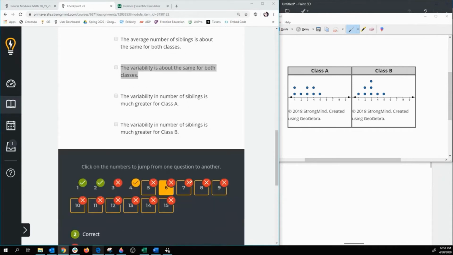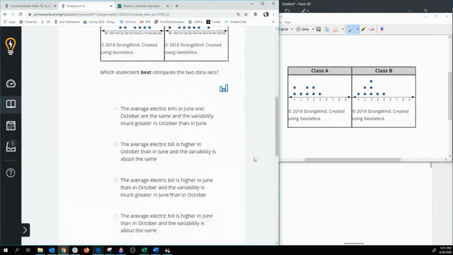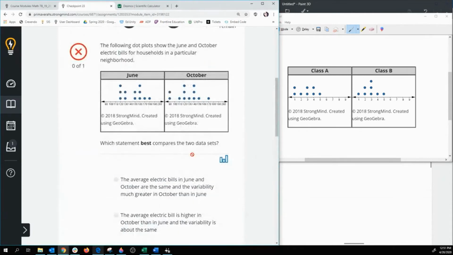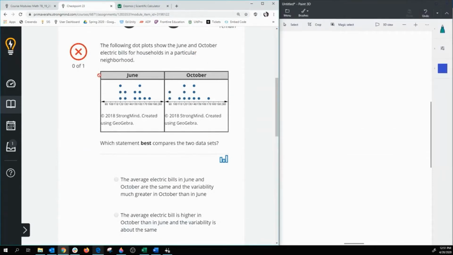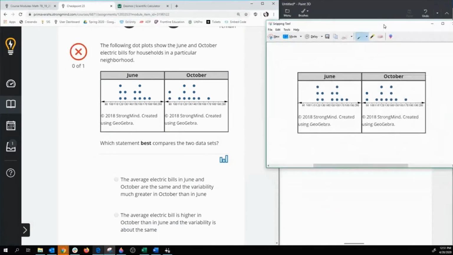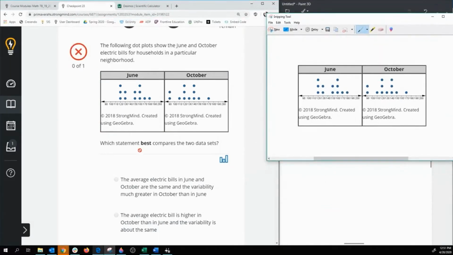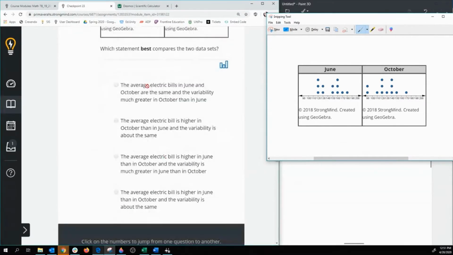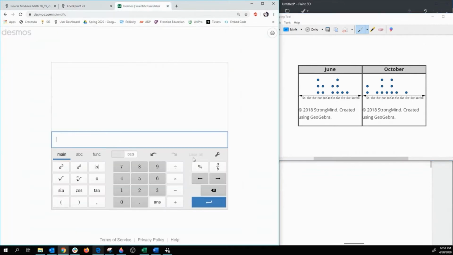All right, number 7. Number 7 says that the following dot plot shows the June and October electric bills for households in a particular neighborhood. Which statement best compares the two data sets? So we are talking about the average. What we would probably want to do here is find the average for both June and October. To find the average, we're just going to add up all of our data.